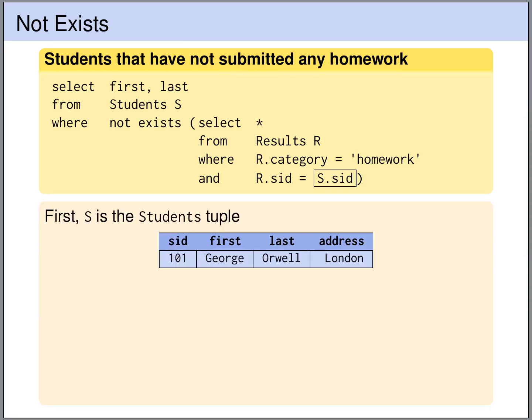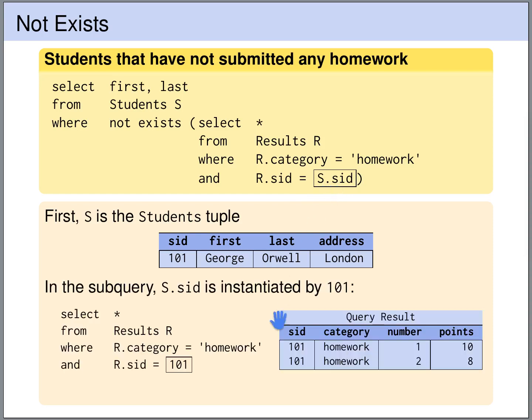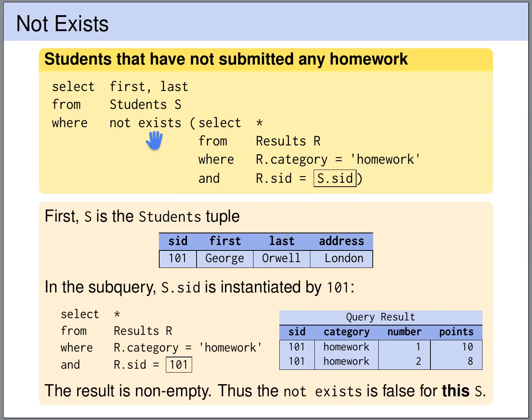We can imagine the evaluation of this query as follows. S loops over the rows in the students table. So first S will be assigned the first row, George Orwell. George Orwell has a student ID 101, so the subquery will be evaluated for s.sid being replaced by 101. So we evaluate this subquery, giving us this result. This result is not empty, so there exist result rows. That's why the not exists is false, so George Orwell will not be included in the output of the outer query.